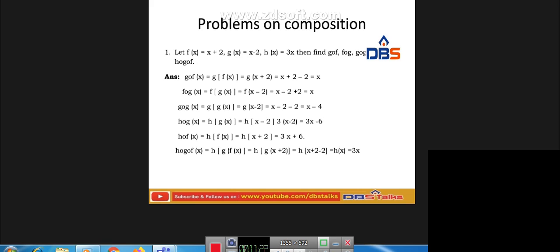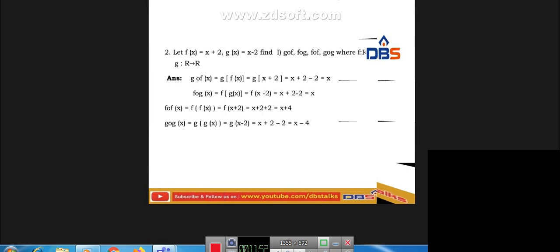Okay, so likewise we have to work out the compositions, that is g∘f(x), f∘g(x), g∘h∘g, h∘f, h∘g∘f. See, h∘g∘f of x is h of g of x plus 2, that is x minus 2 plus 2, that is x, and h of x equals 3x. So likewise we have to work out the compositions. Same way, g∘f∘g, f∘f(x), g∘g(x). Okay.